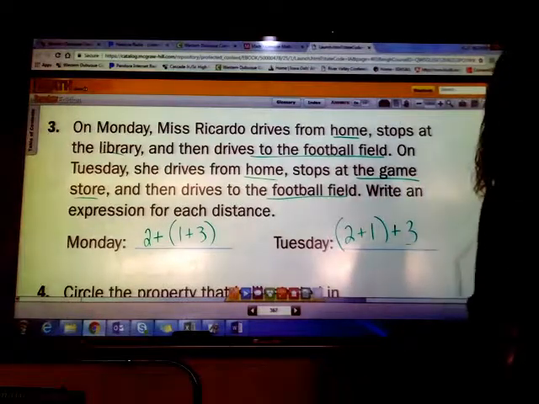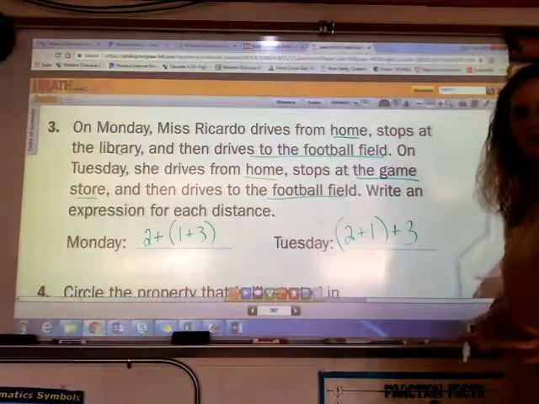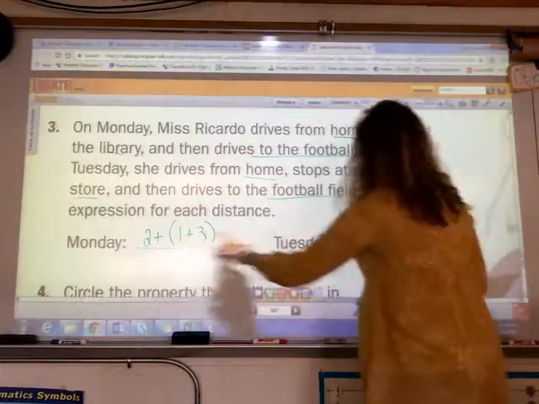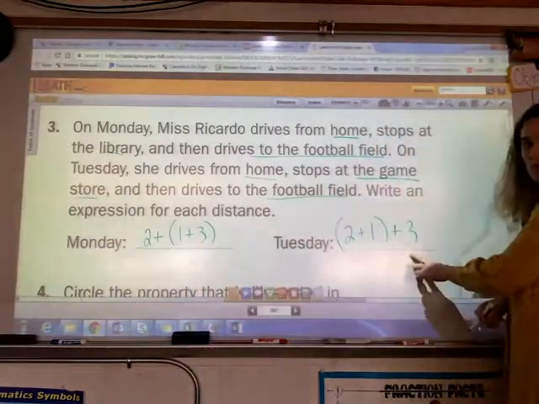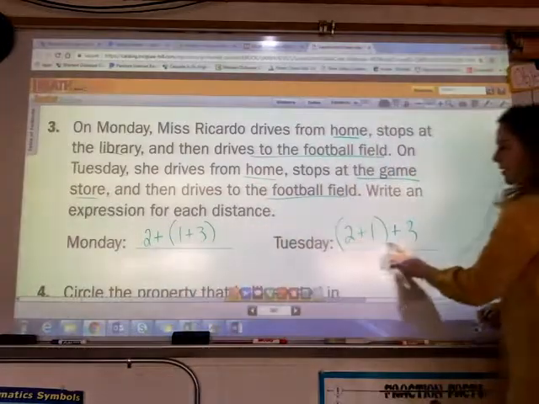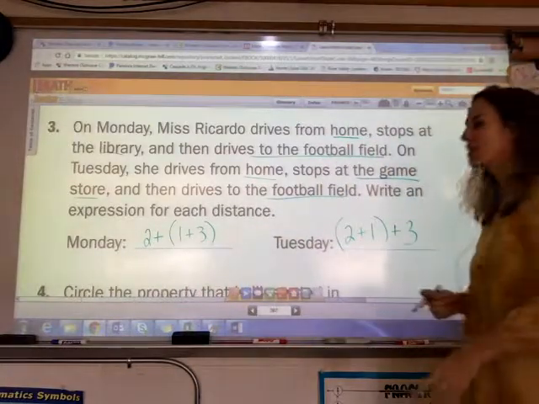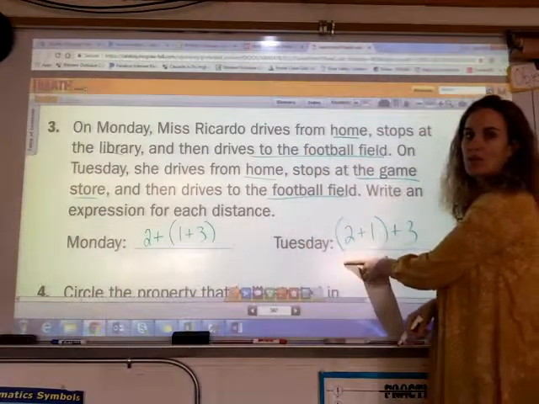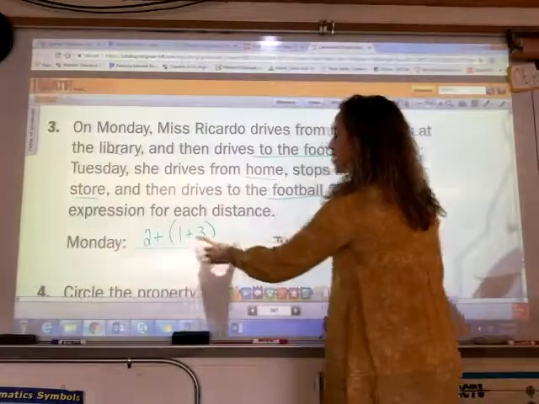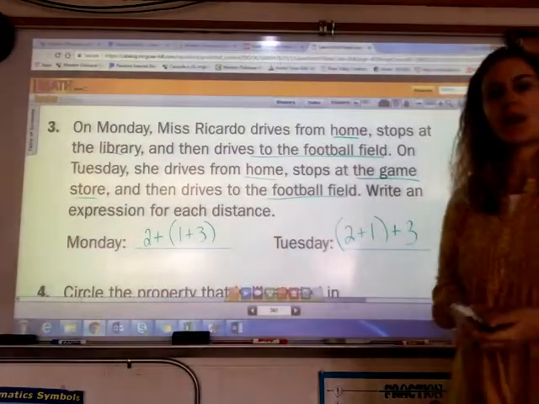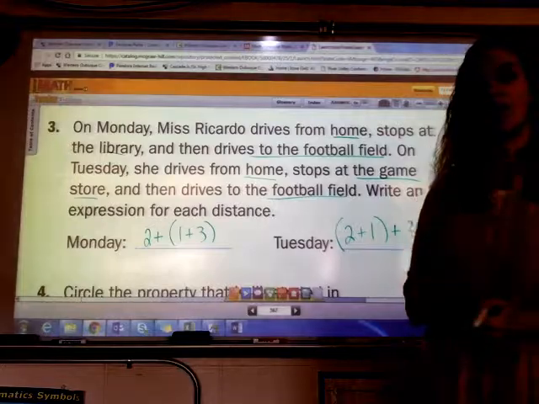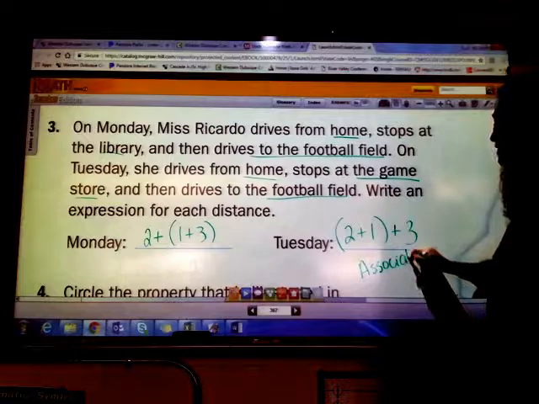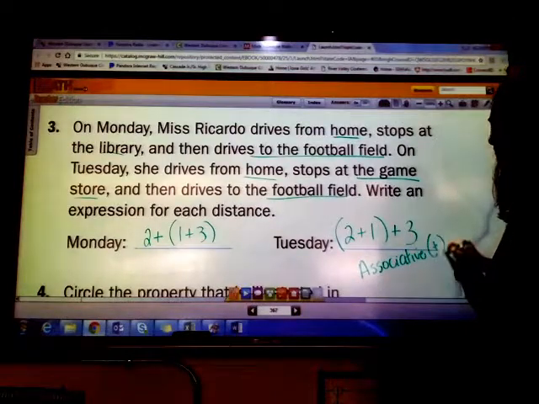So one of the things that I want you to take note of on this one is what's changed. As I look at it, I've got the number 2, I've got the number 1, and I still have the number 3. I'm still adding on both expressions. What has changed is on the first one, I grouped together the 1 plus 3, and on the second one, I'm grouping together the 2 plus 1. Because I'm changing my grouping, what happens is I'm looking at an associative property of addition. So when we're talking about our properties, we're going to be talking about associative of addition.